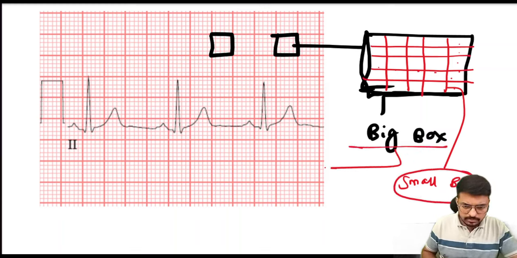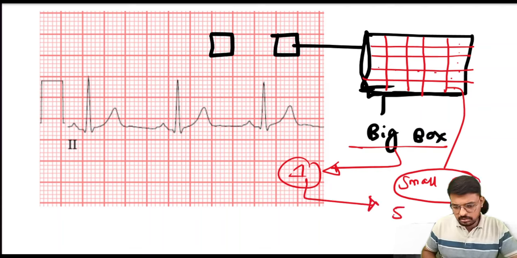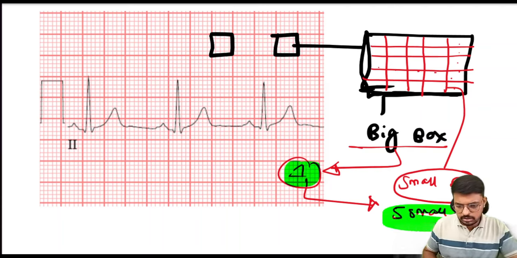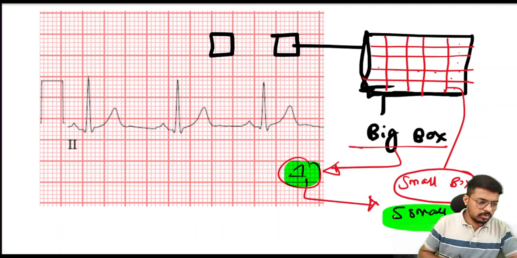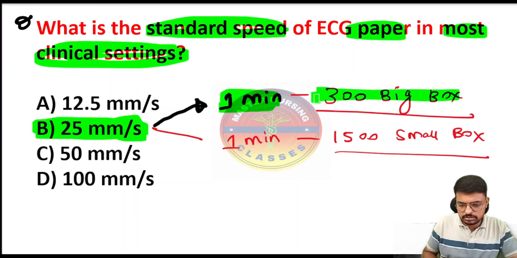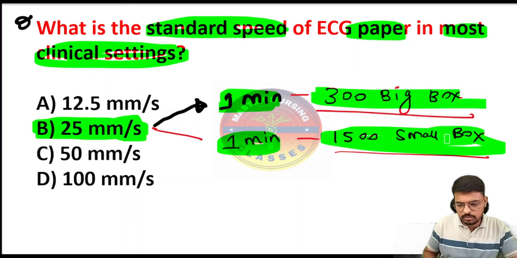This one big box is containing the 5 small boxes. It's important. So in one big box, how many small boxes are there? The question will come: 5 small boxes are there. Very, very important, right? So if it is running at 25 per second, in 1 minute it should cross 300 big boxes, and in 1 minute it should cross 1500 small boxes.